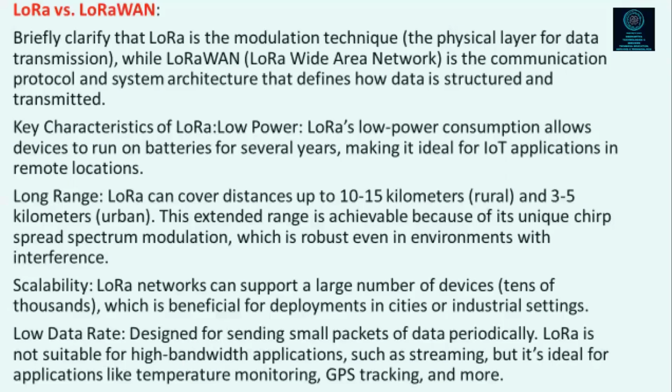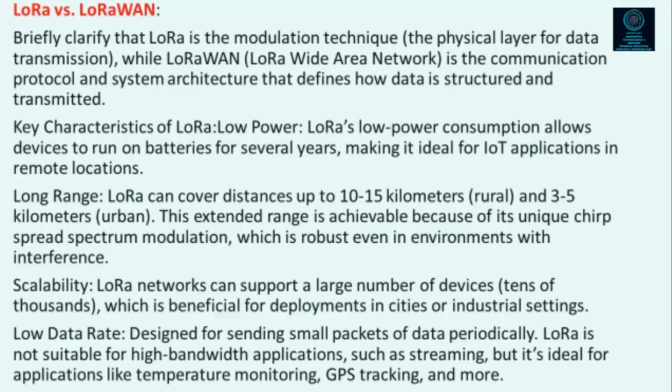I told you the key characteristics of LoRa. First, low power: consumption is very, very less, and you can run it with a battery. Second, LoRa can cover a distance of up to 10 to 15 kilometers in rural areas, where obstruction is very less. But in urban areas it will be a little less, because you have a complete jungle of concrete, and other networks will also disturb it. So we take it as 3 to 5 kilometers.